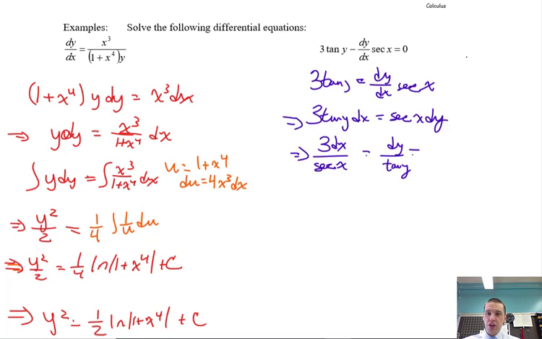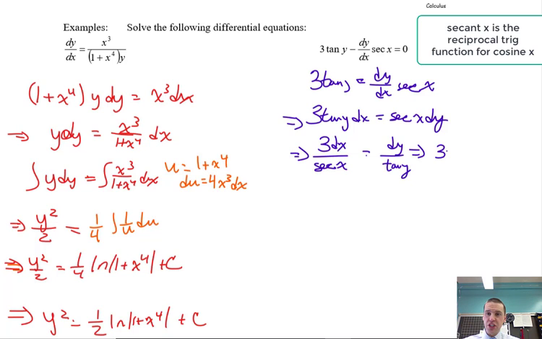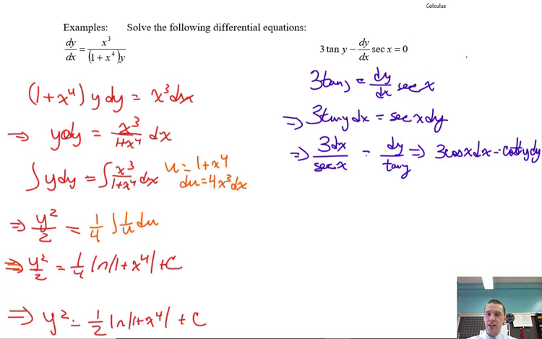With this, I'm also going to make it 3 cosine x dx equals cotan y dy. Reason why I did that is just so I don't have the fractions. Now, when we look at this, you're going to say, well, I can easily integrate the first part. I'm going to get negative 3 sine x plus c.